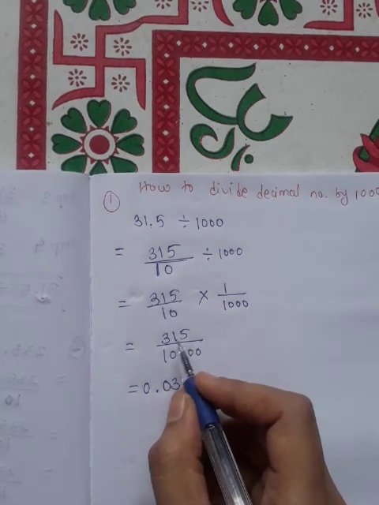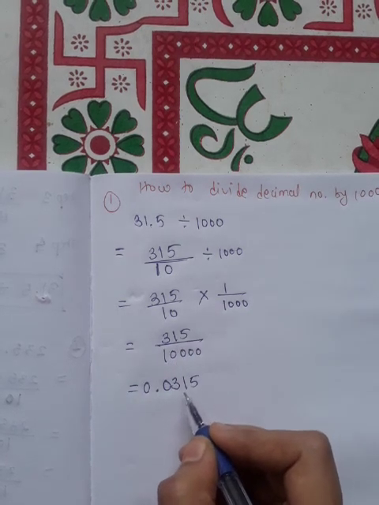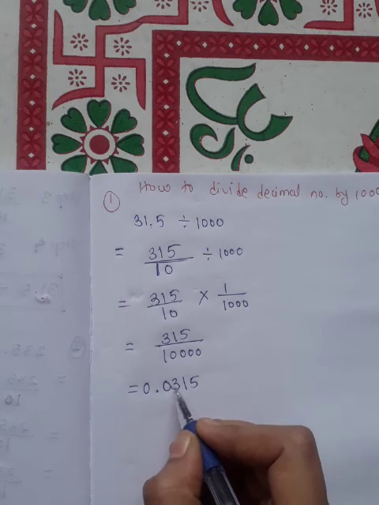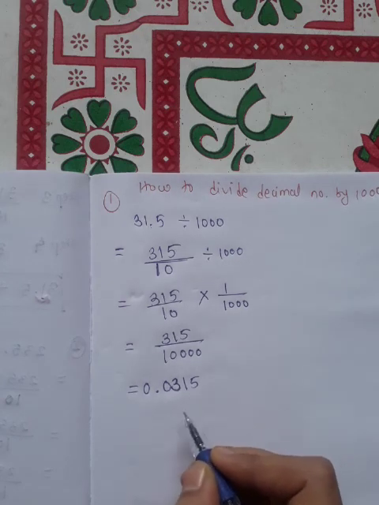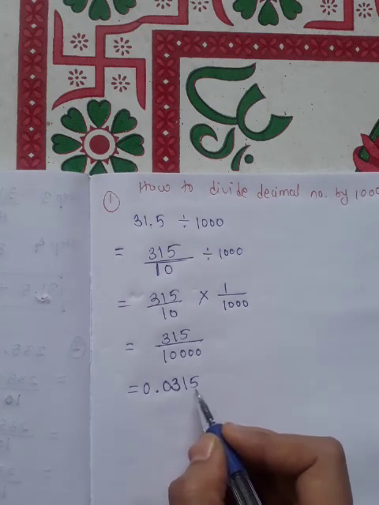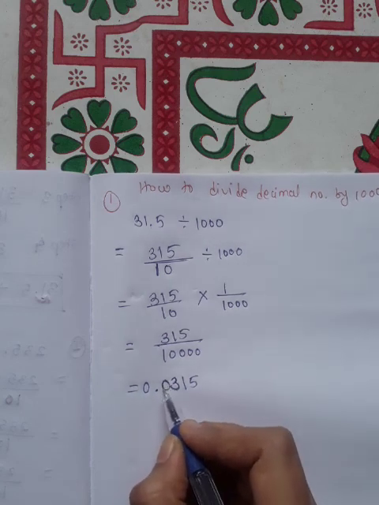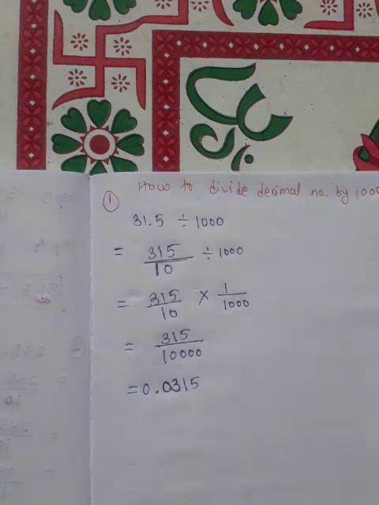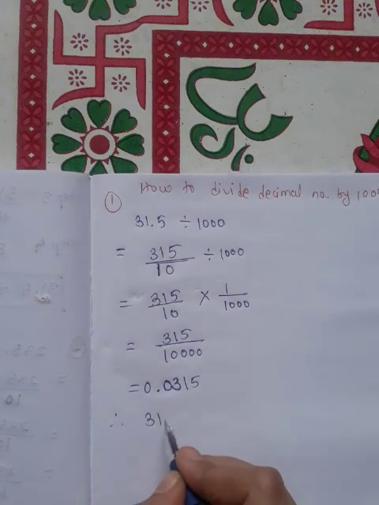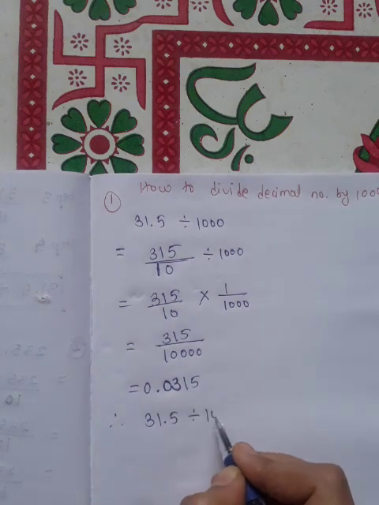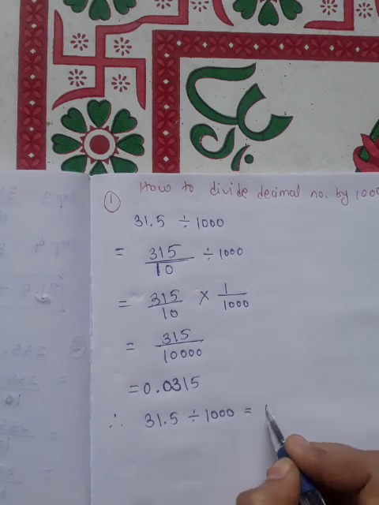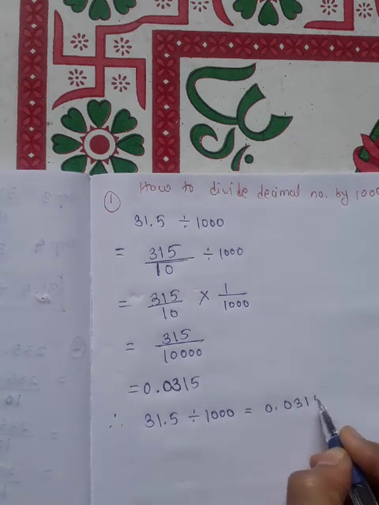So 315 divided by 10,000 can be written as 0.0315. Decimal point before 4 digits, 1, 2, 3, 4, and if there is no digit, write 0. So what will we get as the answer? 31.5 divided by 1000 is equal to 0.0315.